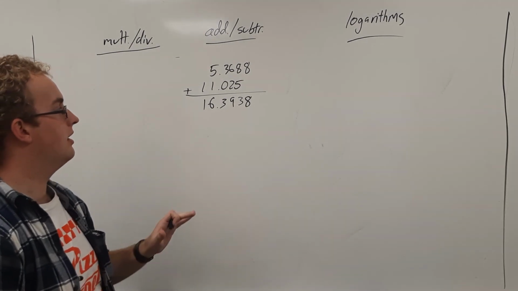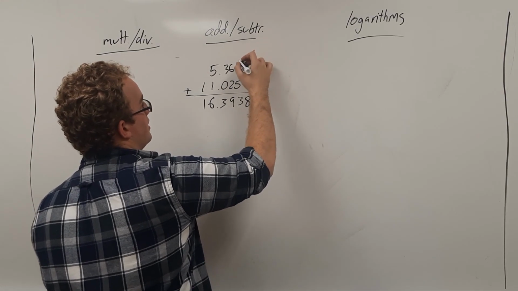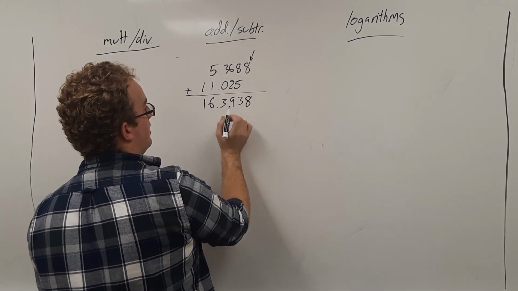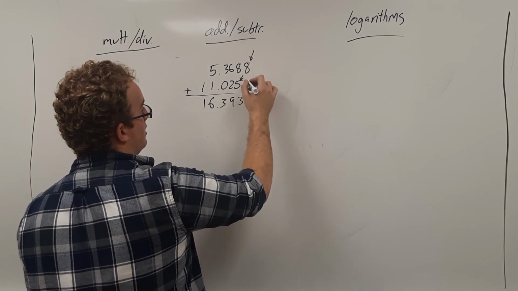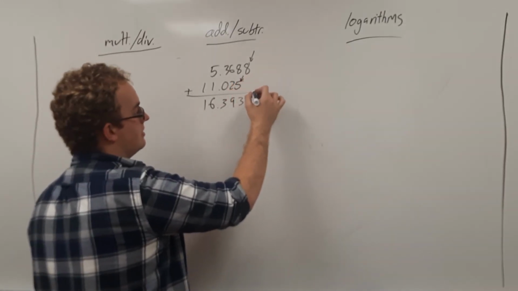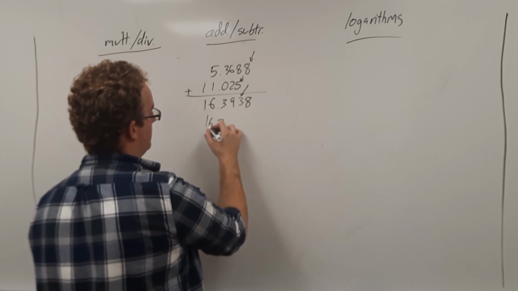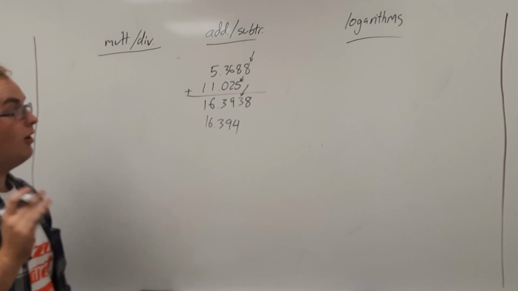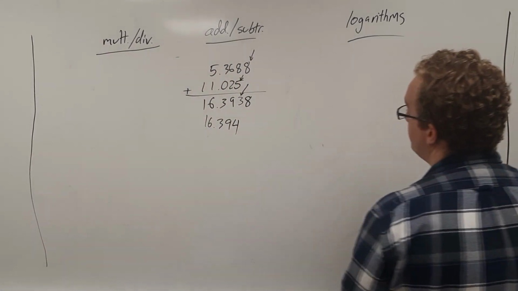Now we need to look at our significant figures. The last significant figure here is in the ten thousandths place. And here it's in the thousandths place, the last significant figure, so we need to round to the thousandths place, right there. So then we round our number and we'll get 16.394. Hopefully that helps with addition and subtraction. Let's go on to logarithms.